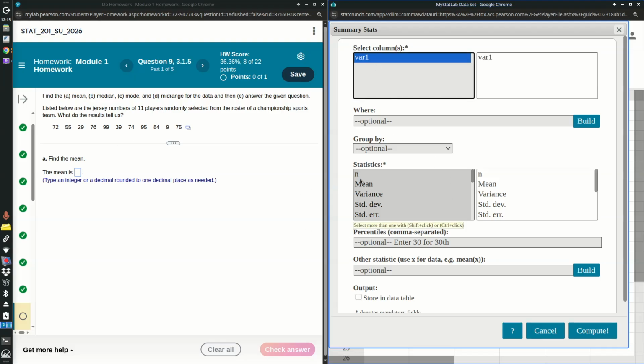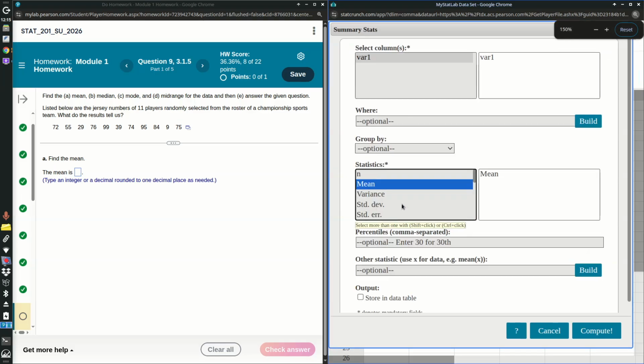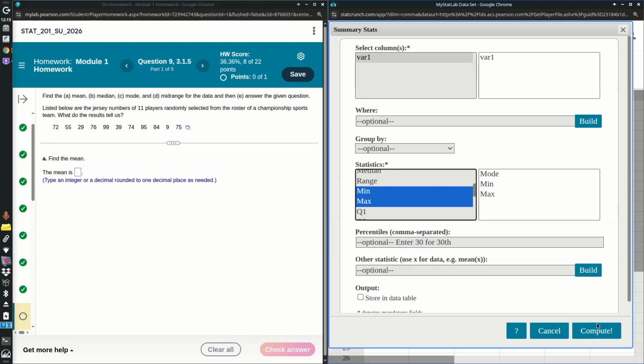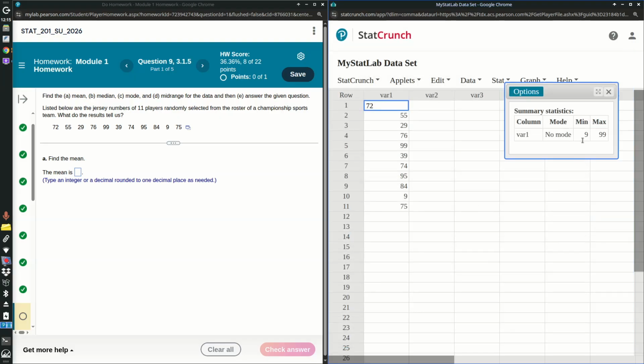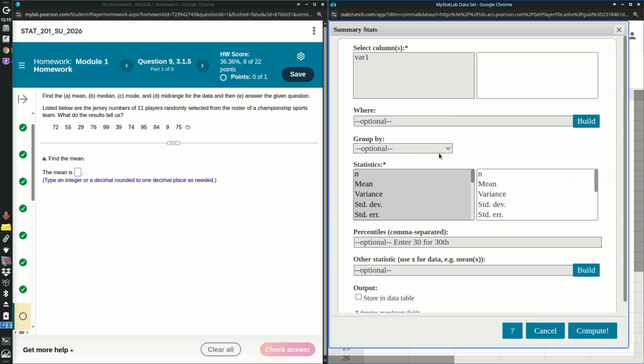So let's do them in order. So mean. If you want to select multiple, you want to hold the control or command key on your keyboard. So we select mean first, and then let's go and find median. Select that, and then we also want the mode, and then we want the min and the max. The min and the max are used to compute the mid-range. Okay, so we can click compute. Oh, I must have left off the control key. I lost some of my numbers.